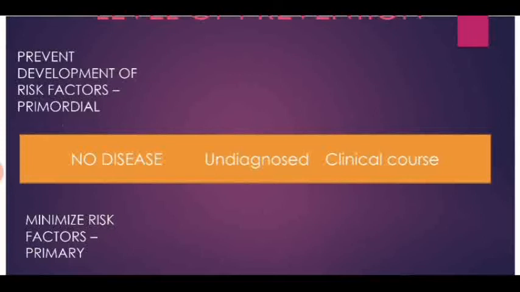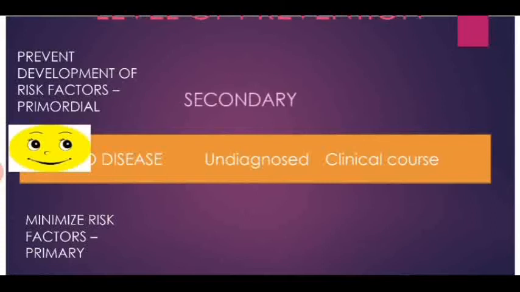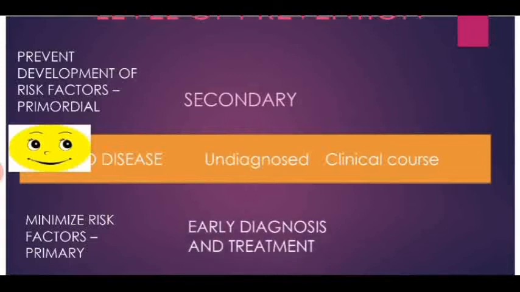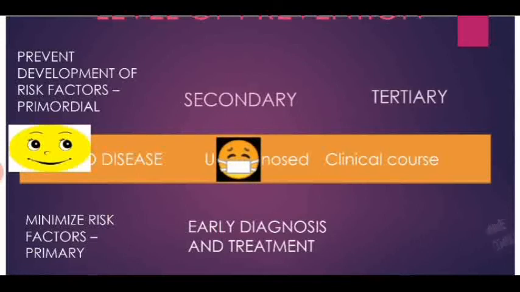Okay, then the next one is the secondary level of prevention. So here the patient is undiagnosed or asymptomatic, so it includes early diagnosis, treatment and screening. So here the patient either has symptoms or is undiagnosed. Then the third one is tertiary. So in tertiary, the patient has a disease course. In that, our main aim is to minimize the complications of the patient.